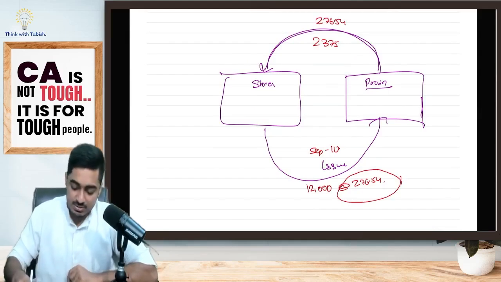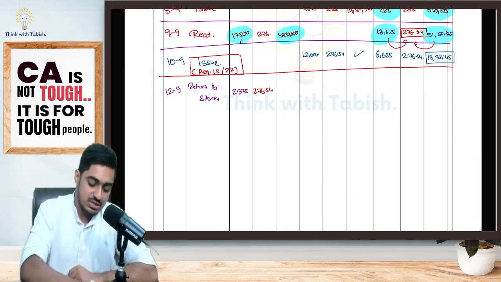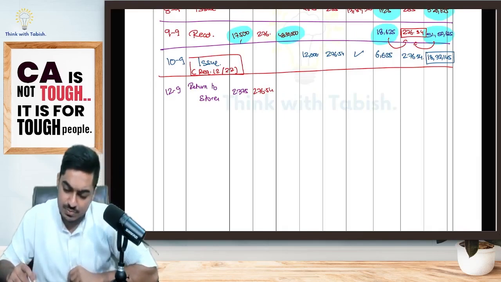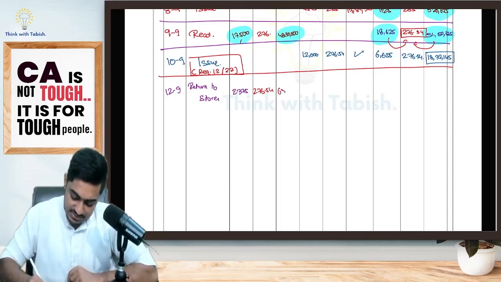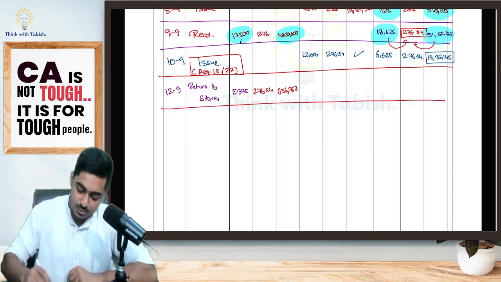Is this clear, everyone? That means what is the rate I'll be putting? 276.54. So 2,375 units at the rate of 276.54 will make it 656,783.